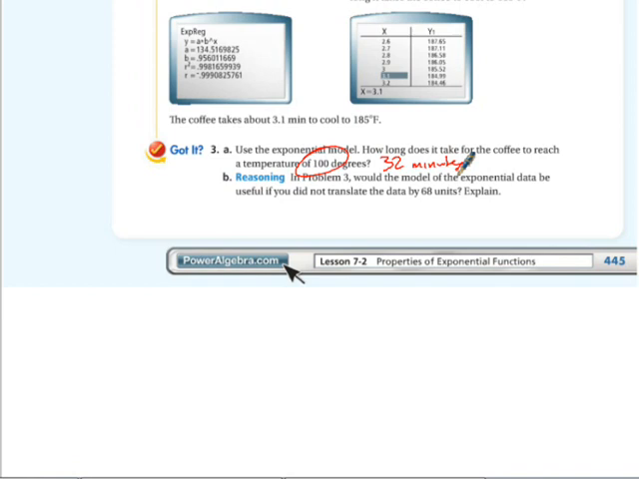So if I have a cup of coffee in my classroom, if I let it sit for 2 days, it's still not going to get colder than the temperature of the room, which some of you would argue is close to 0, but it's not. So it's important that to use exponential data, we have to translate the data by 68 units. So if you say the room is 70 degrees or whatever it is, the data is not useful unless we do this translation.